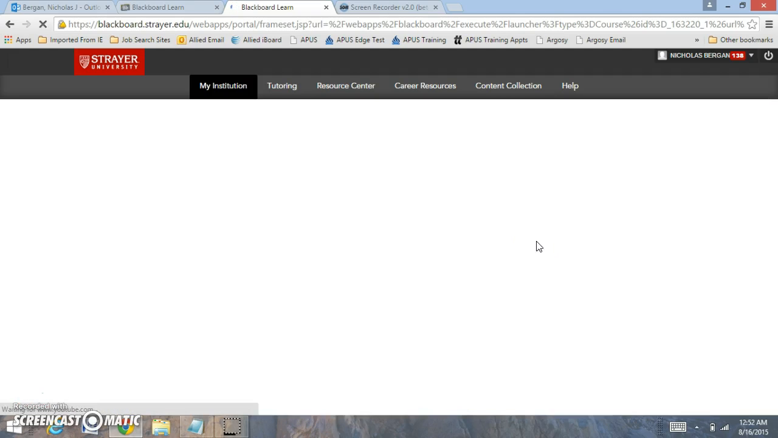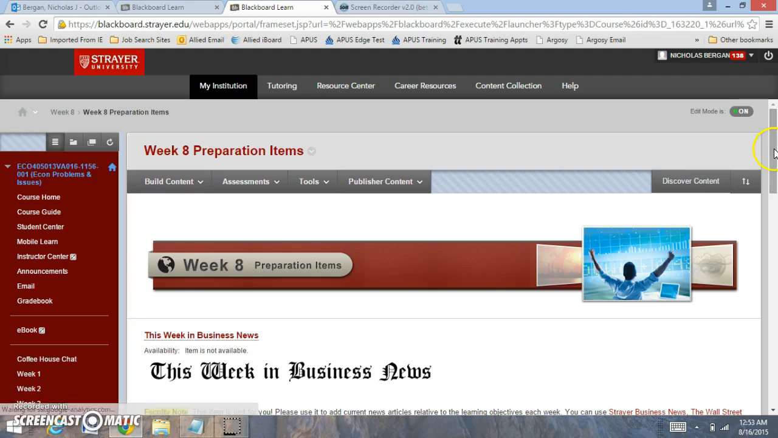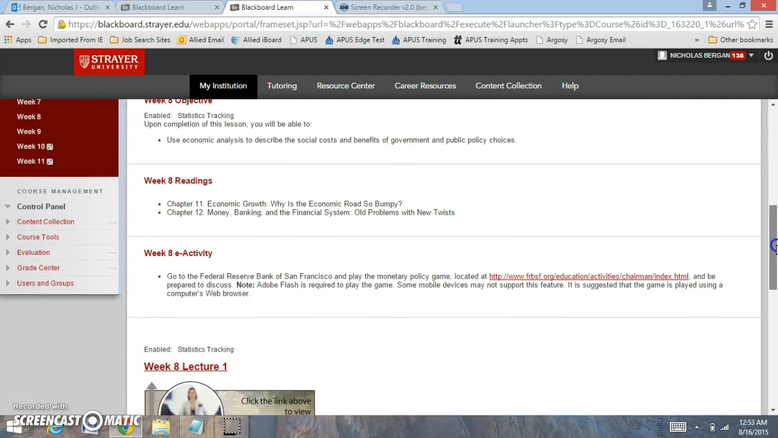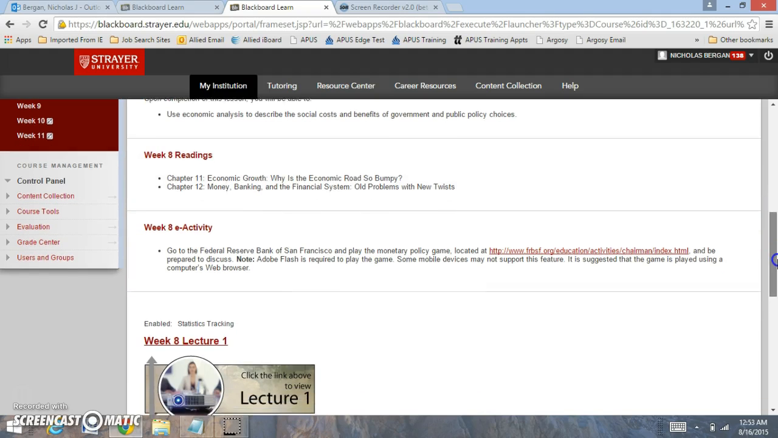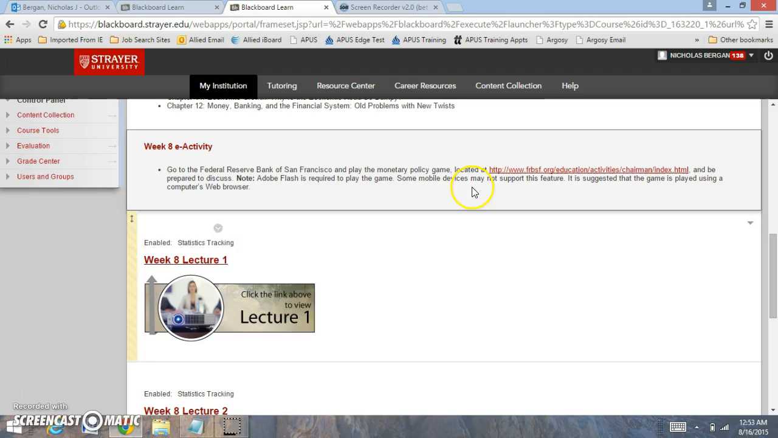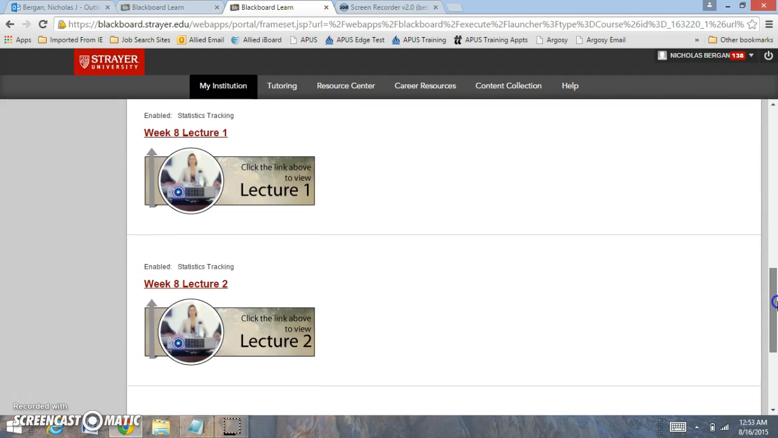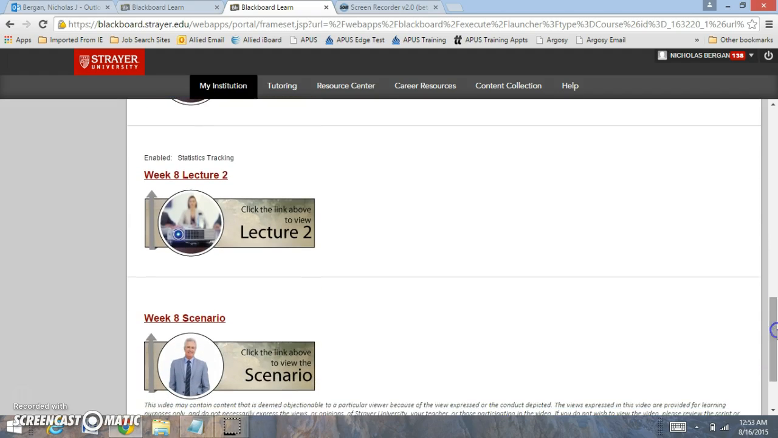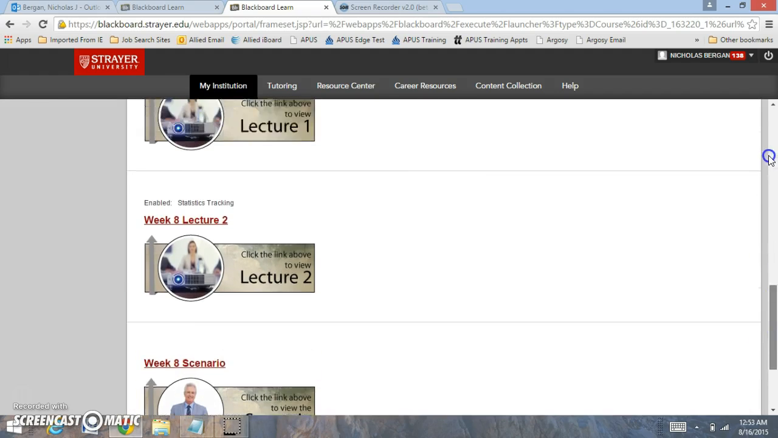We click on the preparation items. We're going to be focused on reading chapters 11 and 12. 11 and 12 are going to be more focused on the financial system and money and banking. You have the E activity right here that you'll have to complete for one of your discussions. You have both of the lectures and the scenario as well.